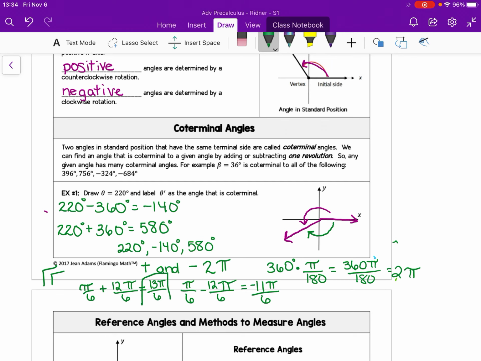So the coterminal angles to pi over 6 would be 13 pi over 6 and negative 11 pi over 6. Okay, so you have a little activity to try on your next slide. So go ahead and try that out.